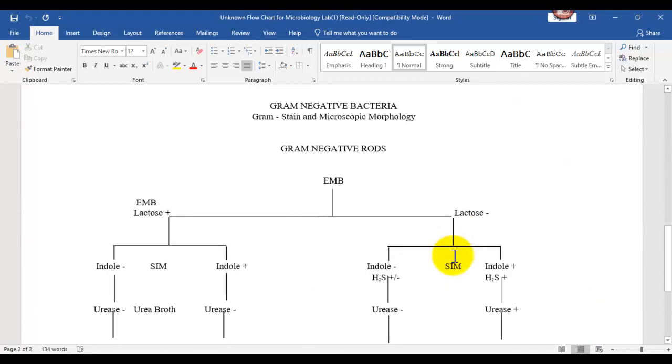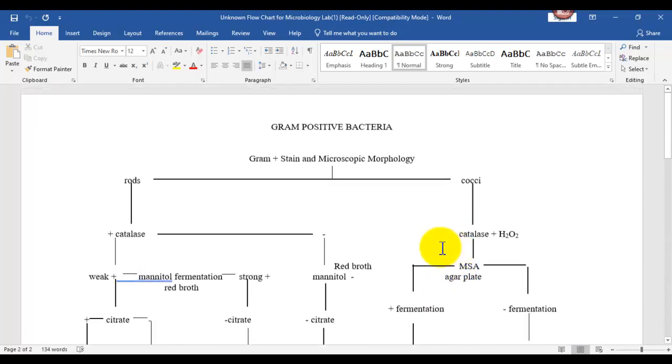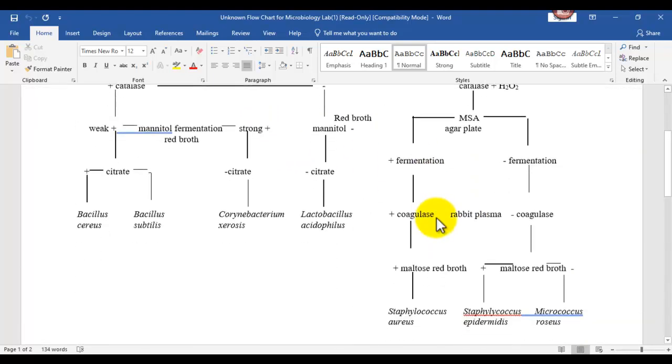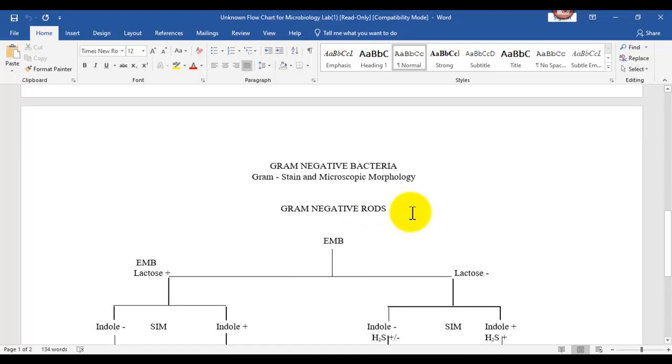So when you're given your unknown in class, it's going to be a tube of bacteria. The first thing you're going to do is a gram stain, so you can tell if it's gram-positive or gram-negative. And you want to write down the cell shape and arrangement. Okay, the next thing you have to determine: here's the gram-positive side, here's the gram-negative side.